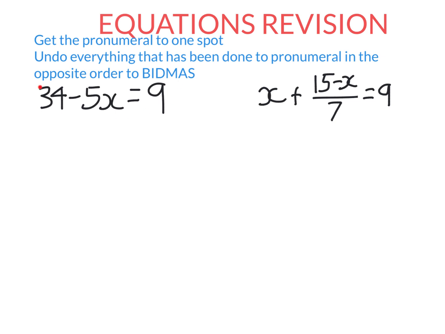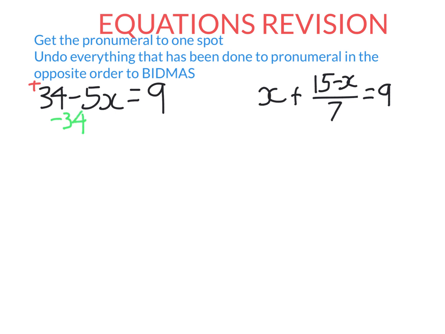So in this equation here, we have x being multiplied by -5 and then 34 has been added. This is a positive 34. We did it in that order because of BIDMAS. We multiplied then added. So when we're solving, we need to do things in the opposite order to BIDMAS. So because adding 34 is the last thing we did, it's the first thing we undo.